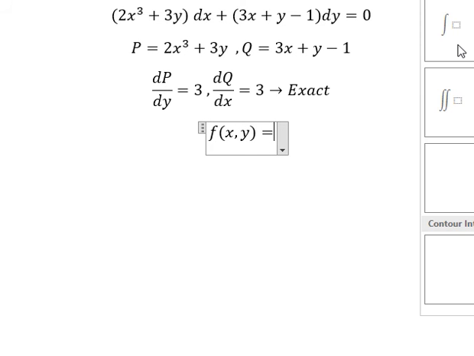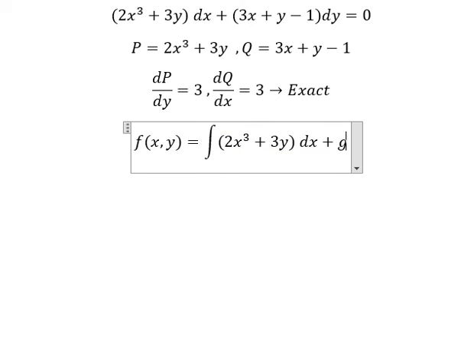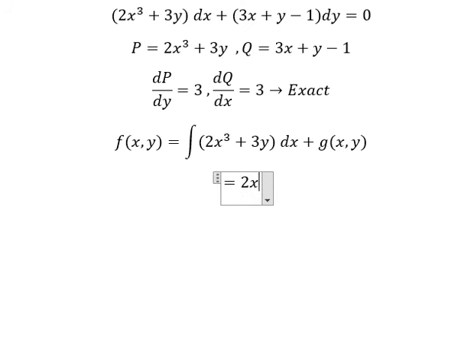equals the integration. So I select this one. The integration of x to the power of 3, we have x to the power of 4 over number 4. This one we have 3x.